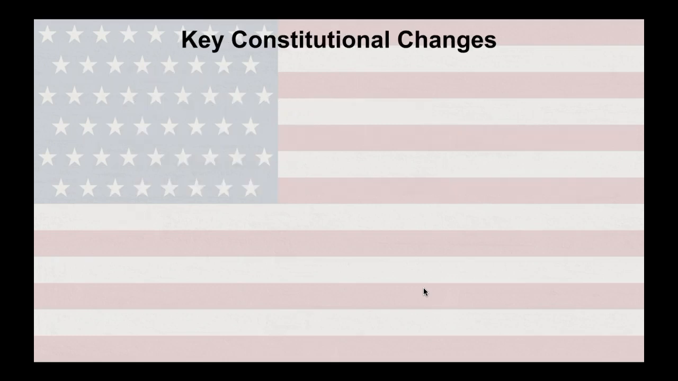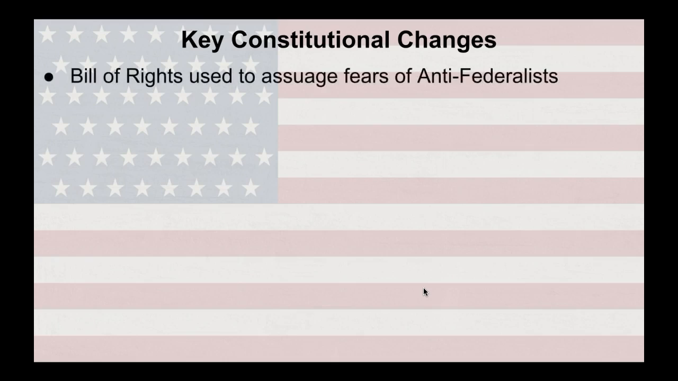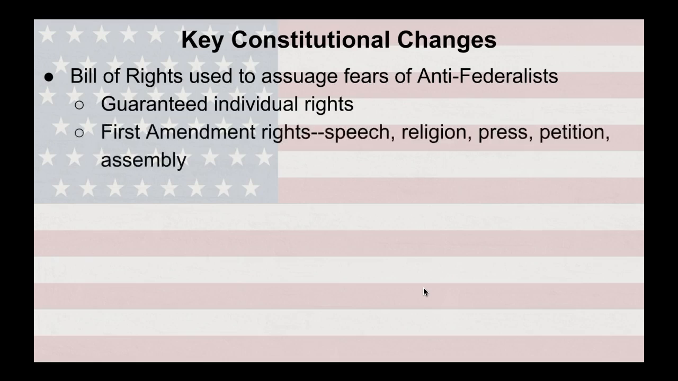And so we'll look at some key changes to the Constitution. We know that the Bill of Rights are going to be some very key changes to the Constitution, those first 10 amendments, and they are going to be used to assuage fears of the anti-federalists. They're going to guarantee our individual rights. And if you look at the Bill of Rights, they're all going to really pertain to the people and to the states. They're all going to be limiters of the national government.